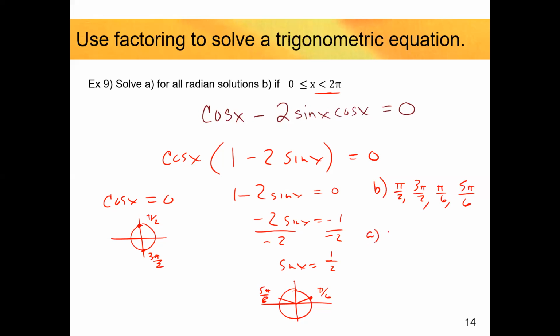Let's jam with it here. So this is in radian measurement. So pi over 6 plus 2 pi k, that's one answer. 5 pi over 6 plus 2 pi k, that's another answer. And then this one. Notice that these two here are exactly 180 degrees away from each other. They're exactly pi away from each other.